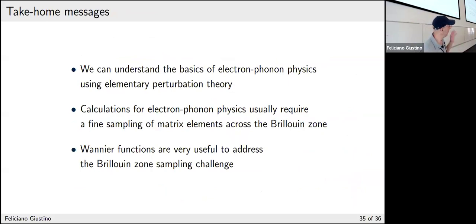I just wanted to leave 3 messages if you forgot everything that I said. Whenever we want to study some of these problems, the starting point should be the easiest possible, and elementary perturbation theory is the right place to start, at least to get an intuitive idea of what's going on. The second thing is that the main challenge in all the calculations we discussed this week is that often you need a very dense sampling of the Brillouin zone, so you need to develop techniques to handle that efficiently. And our take is that the Wannier functions are the tool that allows us to do that because they are elegant and efficient at the same time. So this is pretty much the end of what I wanted to tell you.